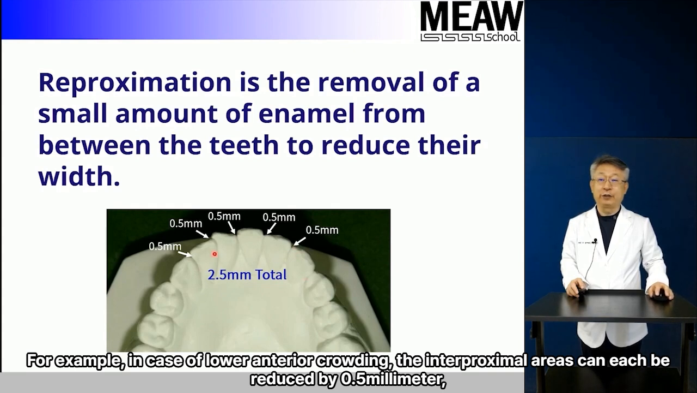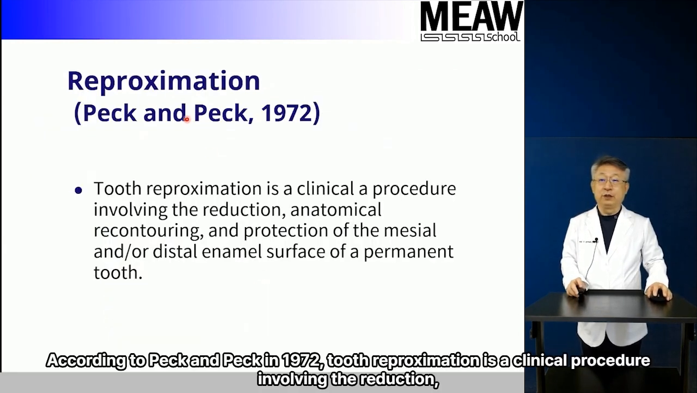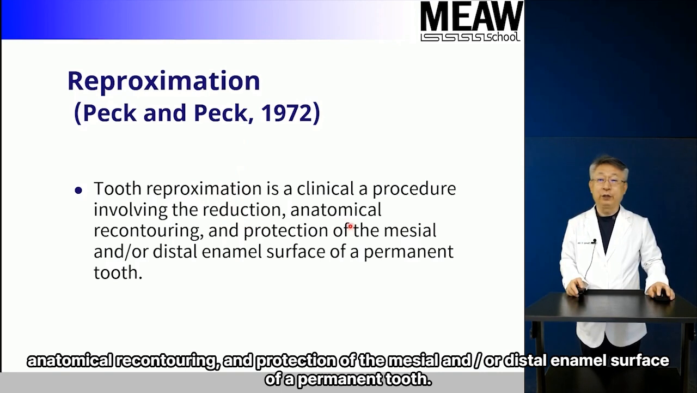For example, in case of lower anterior crowding, the interproximal areas can each be reduced by 0.5 mm, resulting in a total of 2.5 mm of space from 5 interproximal areas in anterior region. According to Peck and Peck in 1972, tooth reproximation is a clinical procedure involving the reduction, anatomical recontouring, and protection of the mesial and/or distal enamel surface of a permanent tooth.